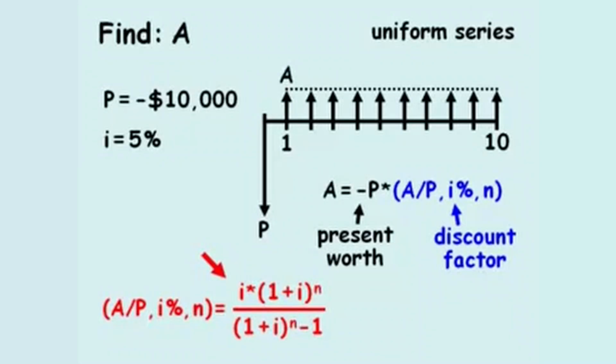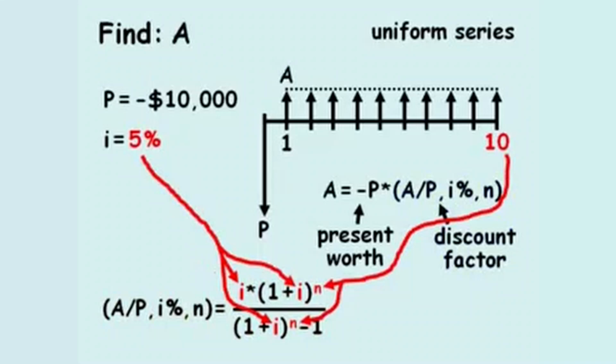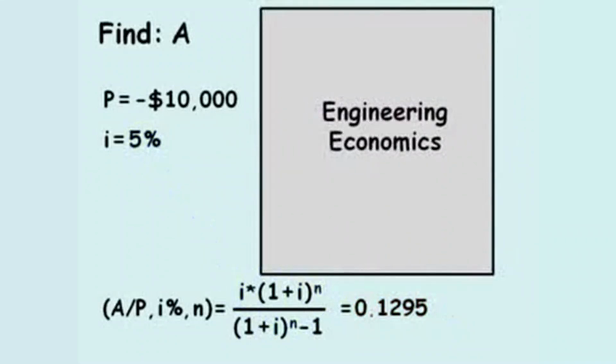For this problem, I equals 5% and N equals 10 for 10 years, or 10 compounding periods. This makes the discount factor equal to 0.1295. This same discount factor can be looked up in a table of discount factors in most any engineering economics book.